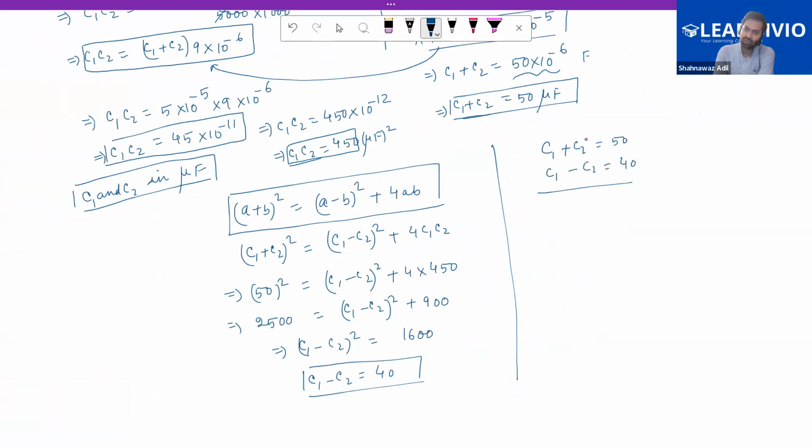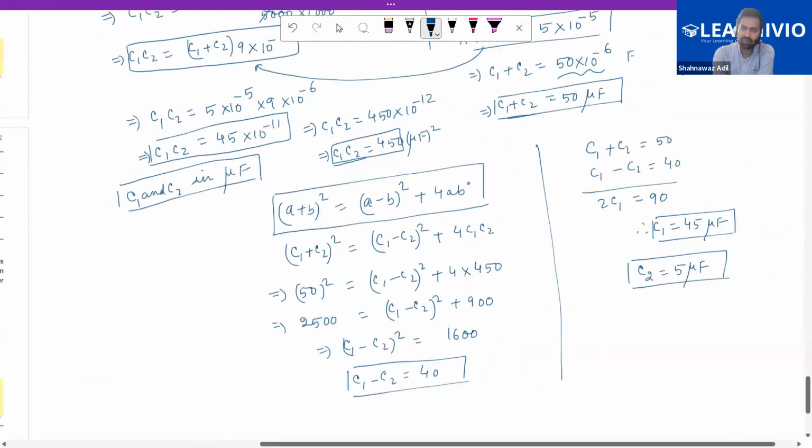You can add these two. So by adding these two, the C2 terms will cancel. So this is 2C1, this is 90. So C1 is 45 microfarad. And then C1 minus C2 is 40. So if I put C1, C2 will be 5 microfarad. Right? Is this thing clear? Yes, sir. So this would be the answer if we write it in powers, right?